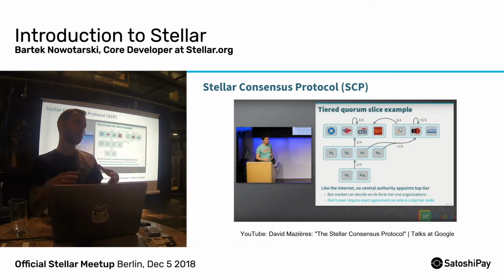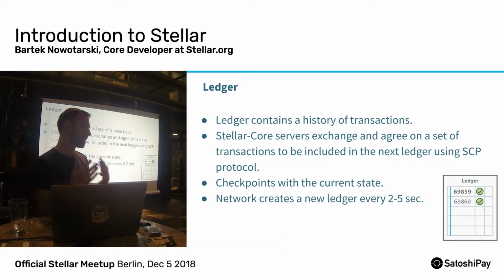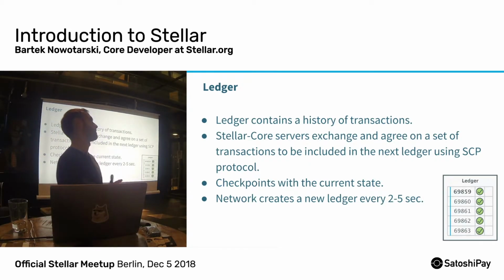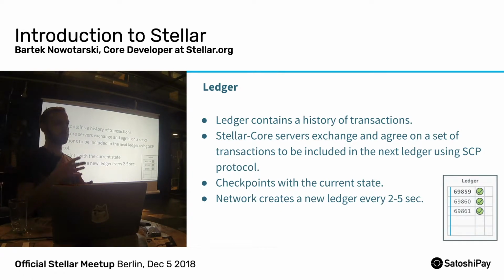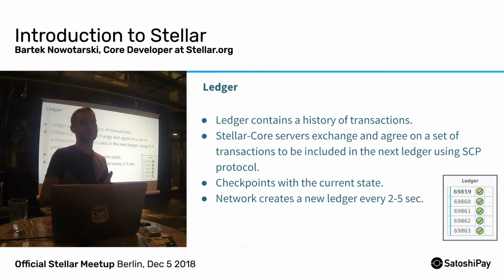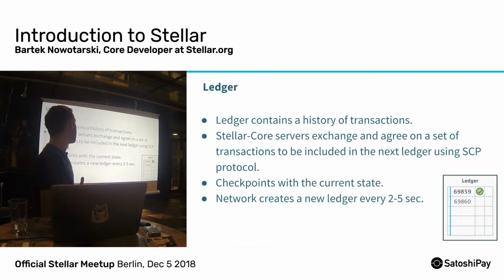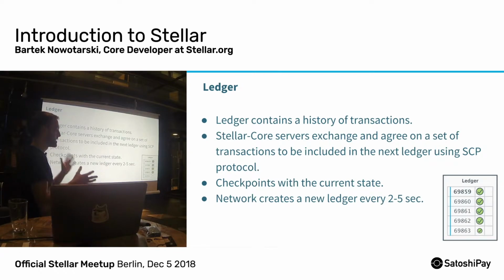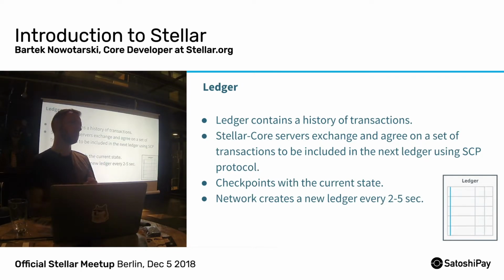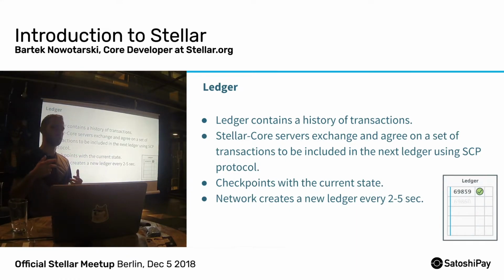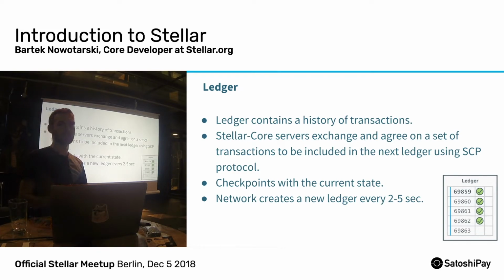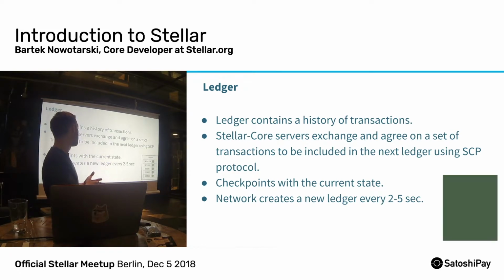So let me explain the core concepts of Stellar Network. Basically, the main data structure of Stellar is the ledger, and the ledger contains the history of transactions that happened in the past. Stellar Core servers, which are like the backbone of the network, communicate with each other and agree on a set of transactions they want to include in the next ledger.